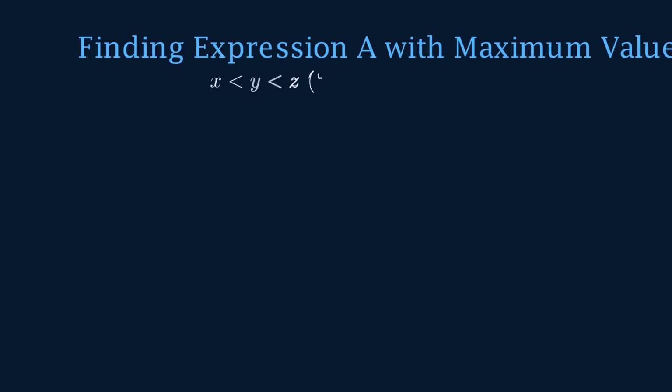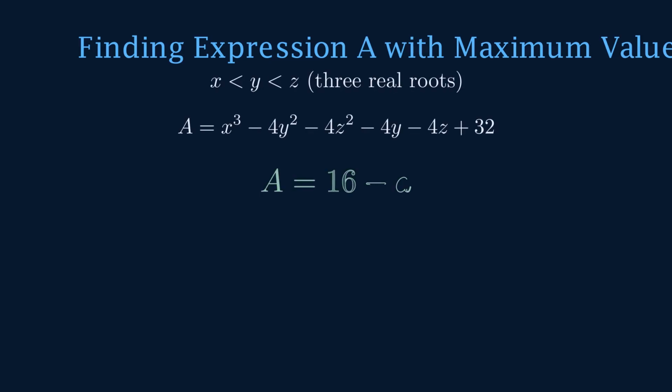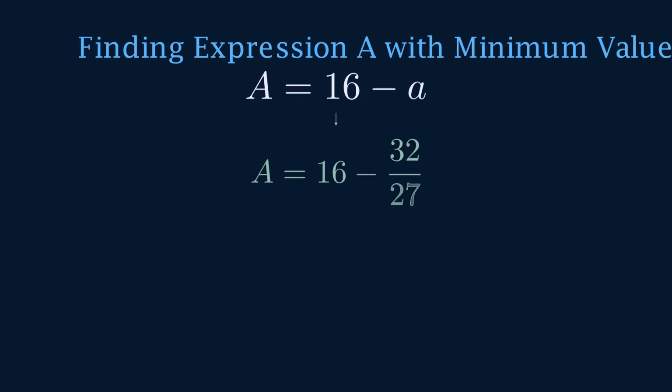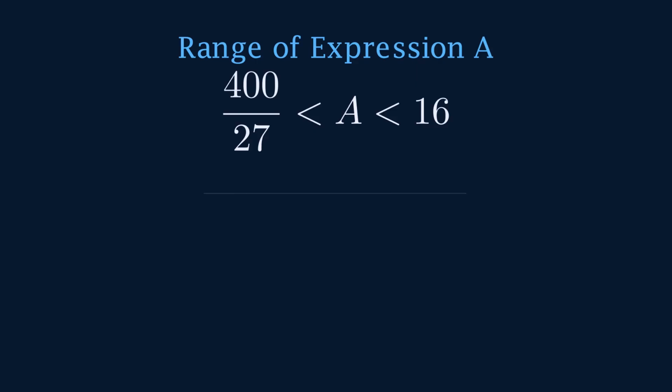Therefore, since the expression equals 16 minus a, we can find its range. When a = 0, the expression is 16 - 0 = 16. When a = 32/27, the expression is 16 - 32/27 = (432 - 32)/27 = 400/27. Therefore, the range is 400/27 to 16.